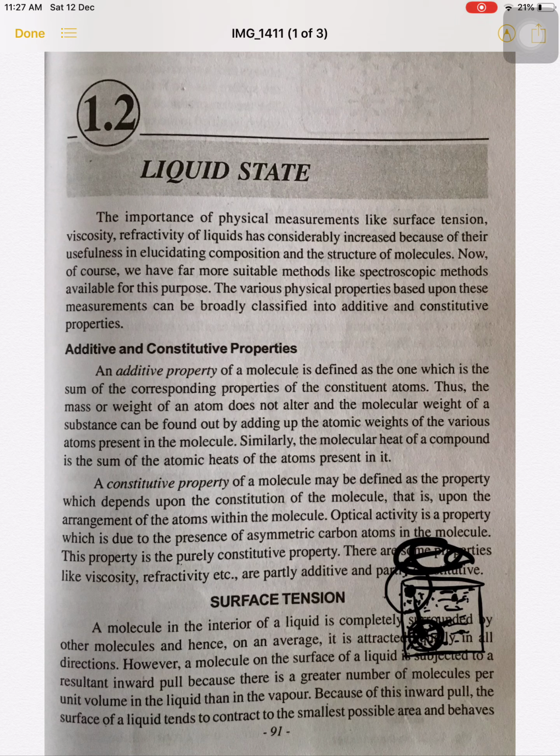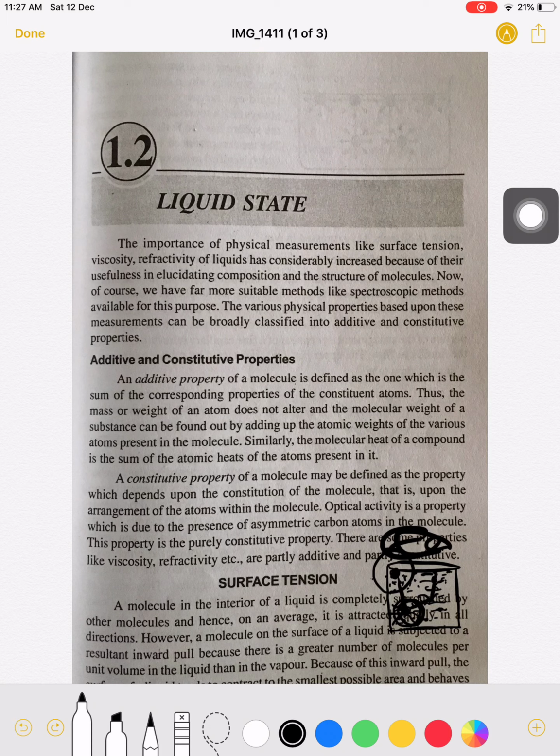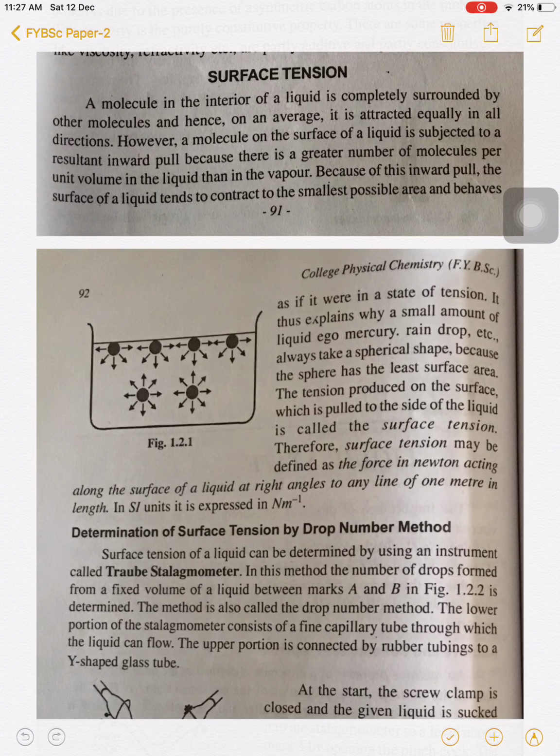So this liquid which is on the upper surface has greater pull inward because of the presence of a greater number of water molecules in the beaker. So because of this inward pull, the liquid drop now has a tension. That pressure or that tension is known as the surface tension of the liquid. So the surface tension is generated because of the liquid droplets on the upper end, on the inside of that liquid area. So because of this inward pull of that liquid, the surface of liquid tends to contract to the smallest possible area and behaves as if it were in a state of tension.